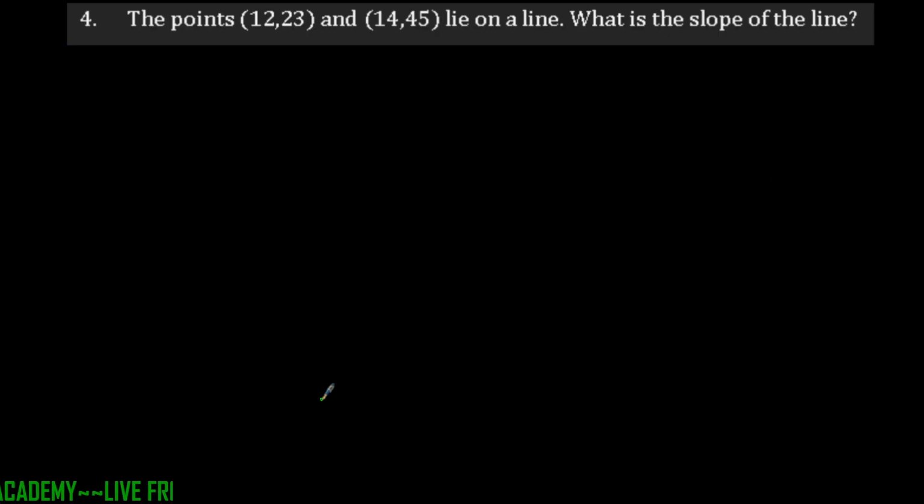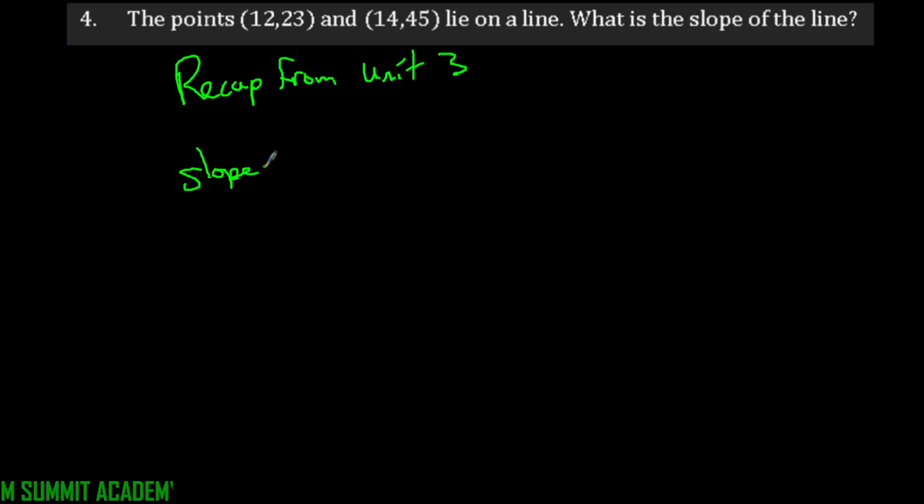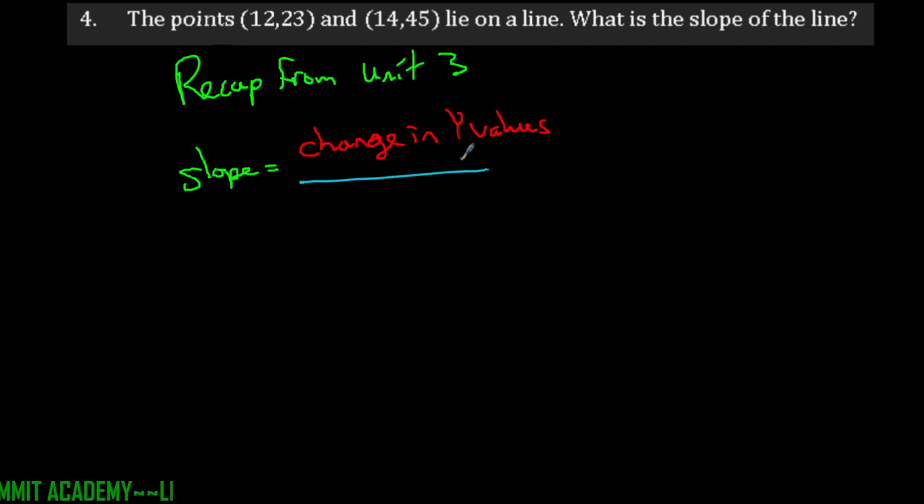And lastly, it says the points 12.23 and 14.45 lie on a line. What is the slope of the line? So recap from Unit 3. Remind yourselves of what slope means. Slope is equal to the change in y values divided by the change in x.